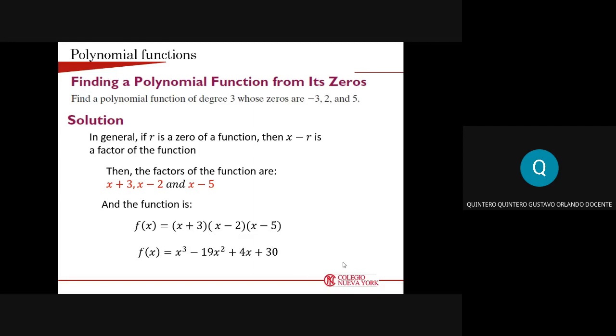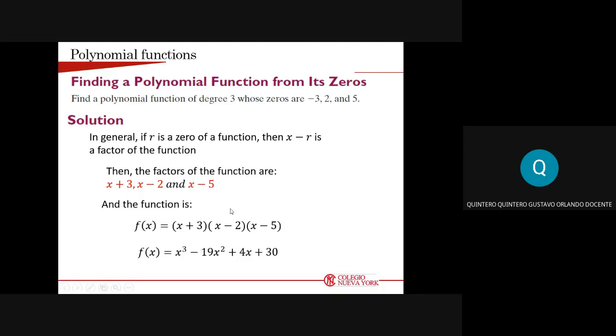This should be the solution. I did it already. And now we can see that simply because we have x times x times x, we know that the biggest exponent is 3. This is, in fact, a polynomial function of degree 3. We did it, guys!